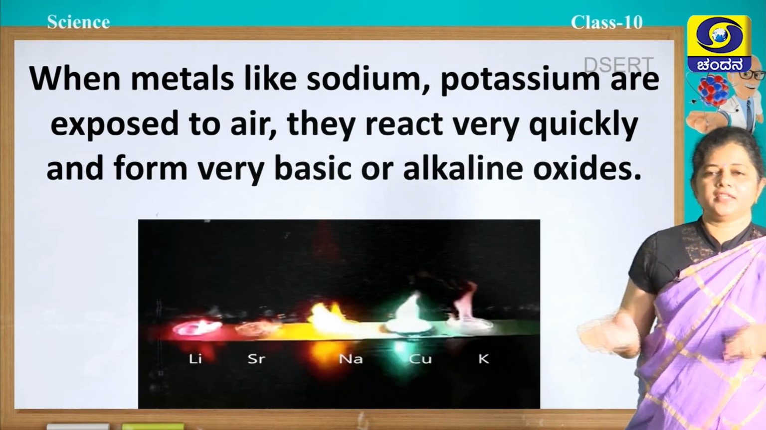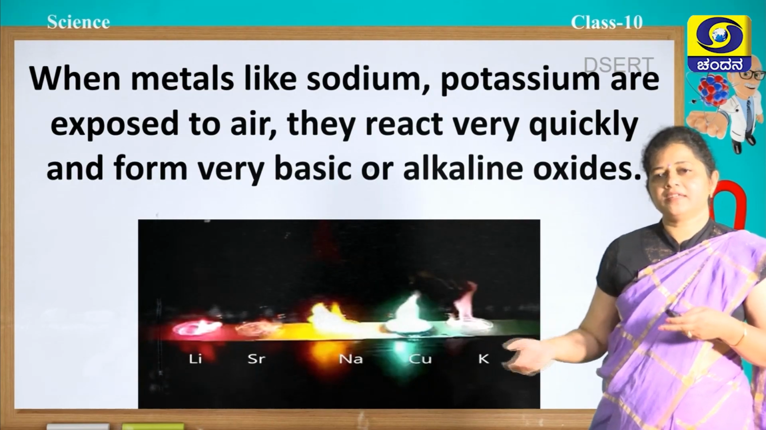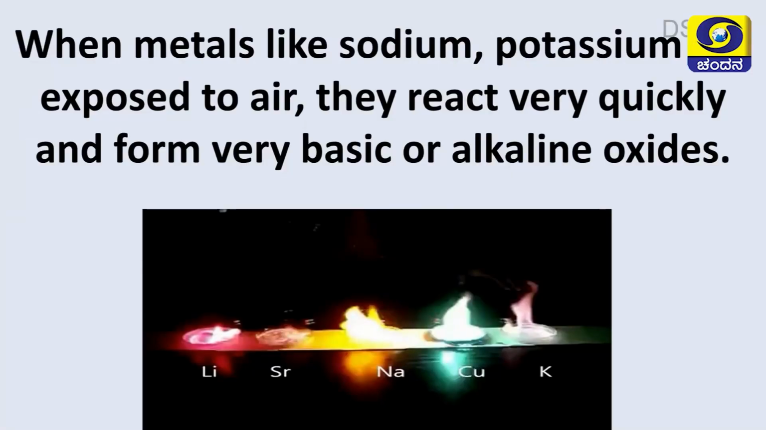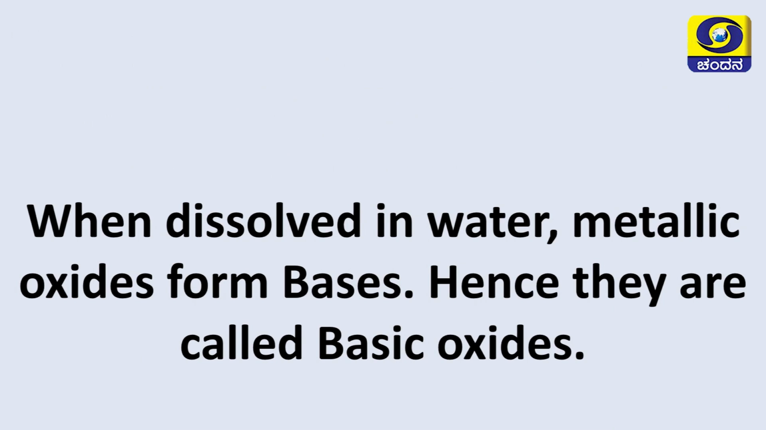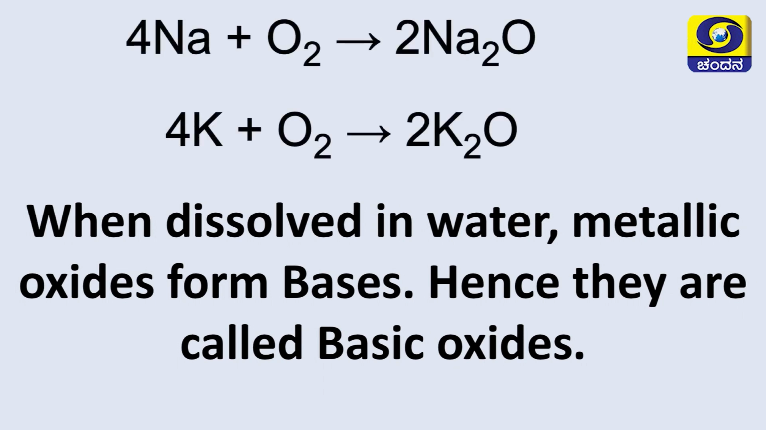So now you can see here, these are the metals burning in oxygen. When they react with oxygen, they burn with different colors: lithium, strontium, sodium, copper and potassium. The potassium burns with a violet color, copper with blue, sodium with golden color, strontium red and lithium is pink in color. So when you dissolve the metallic oxide in water, they form bases. That is why they are called basic oxides.